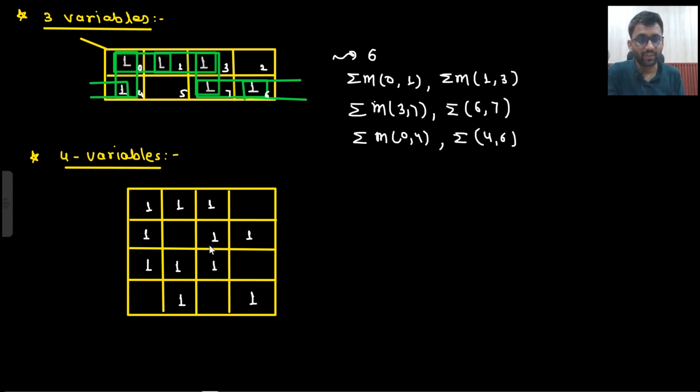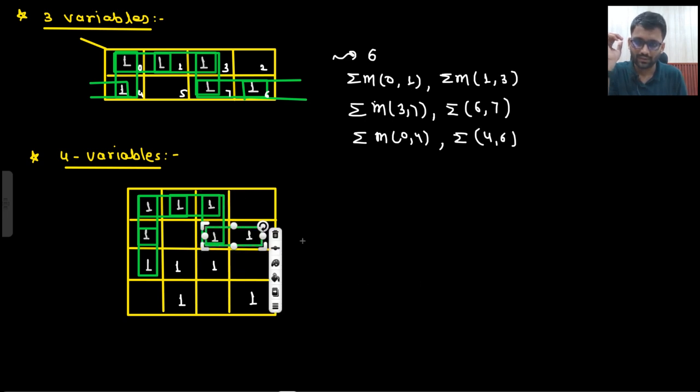What about 4 variables? So intelligently you need to think, here there is no possible quad. I have adjusted the one in a manner that there are no possible quads. So let's write down the prime implicants. 1 2 3 4 5 6 7 8 9 10.